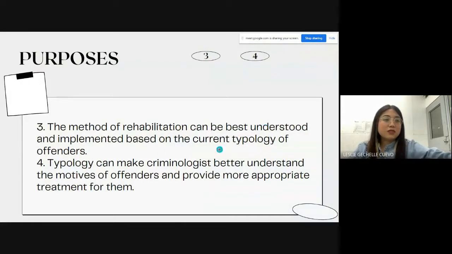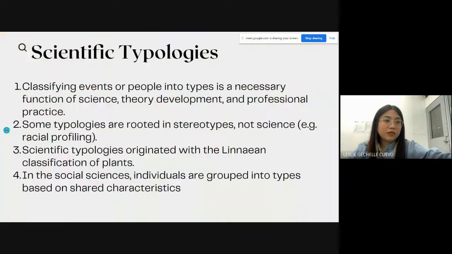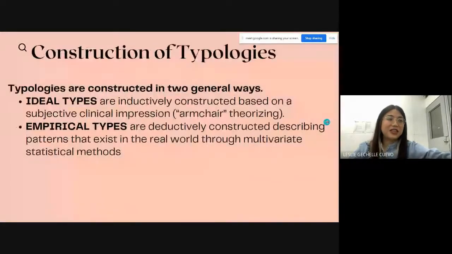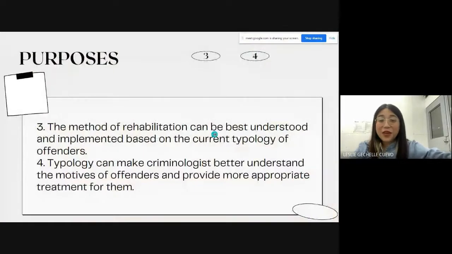Other purposes, katuloy nito ha. So the method of rehabilitation can be best understood and implemented based on the current typology of offenders. Typology can make criminologists better understand the motives of offenders and provide more appropriate treatment for them.